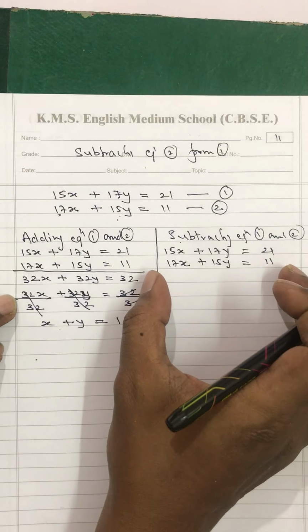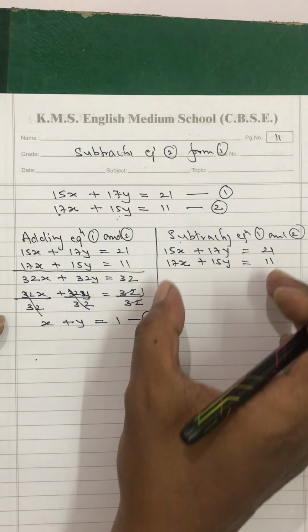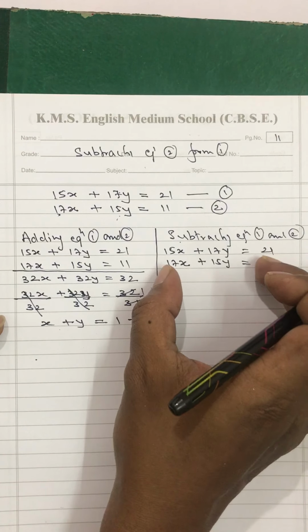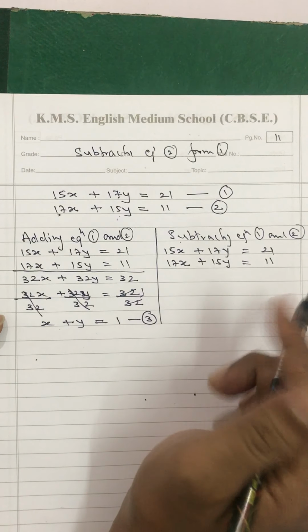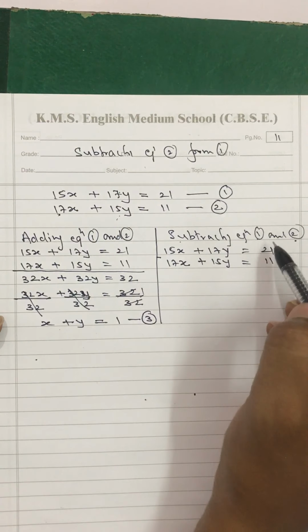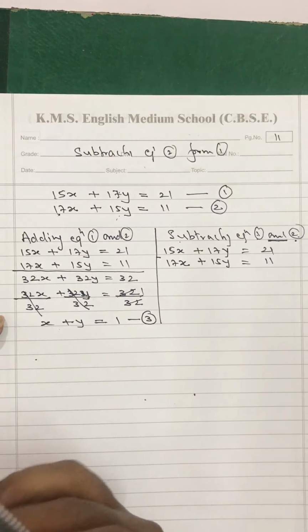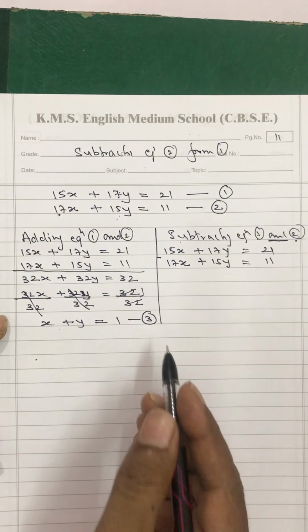So here I am subtracting the second equation from 1. This is my second equation, and I am subtracting this equation from 1, so I will have to write second from 1. It is better, if you don't want any confusion, to write subtracting 1 and 2. So whether it is 1 from 2 or second from 2, you go and check over here.